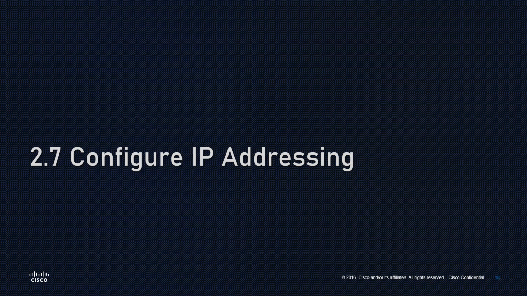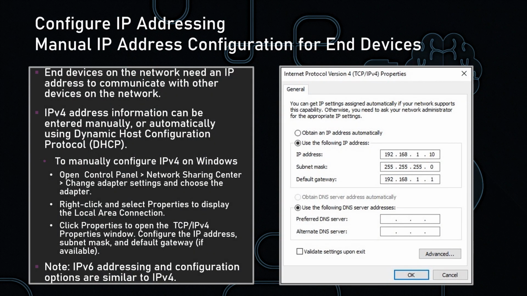So let's talk about how we configure IP addressing. We need to have an IP address to be able to communicate between these end devices. Now, as I said, it doesn't necessarily have to be globally unique. That's more of a restriction we put in for IPv6. And even then, it's more of a convention. IPv4 address information can be entered manually, or it can be automatically acquired using what's called DHCP, Dynamic Host Configuration Protocol.